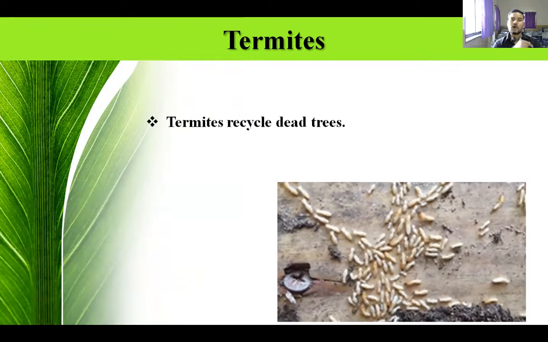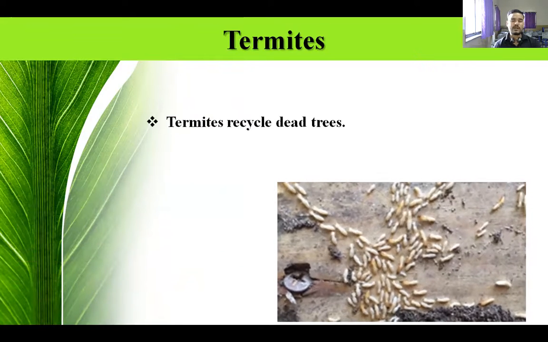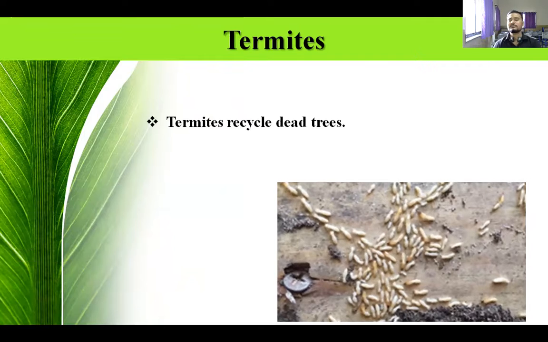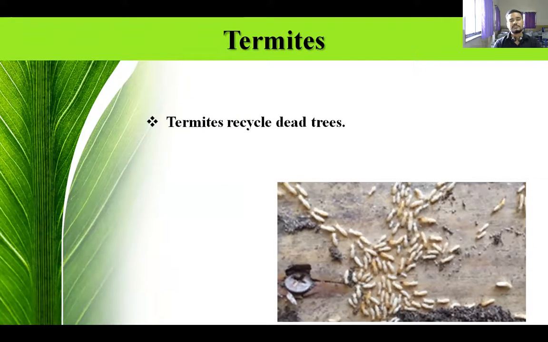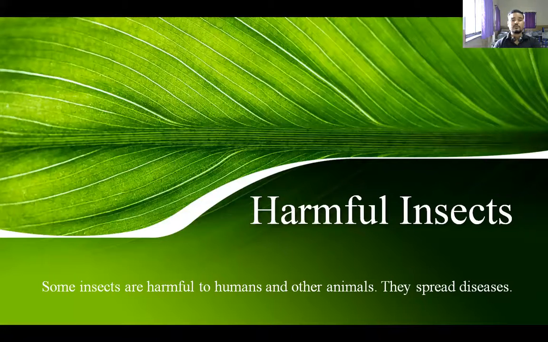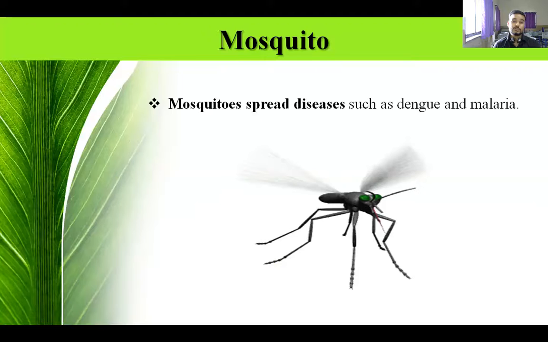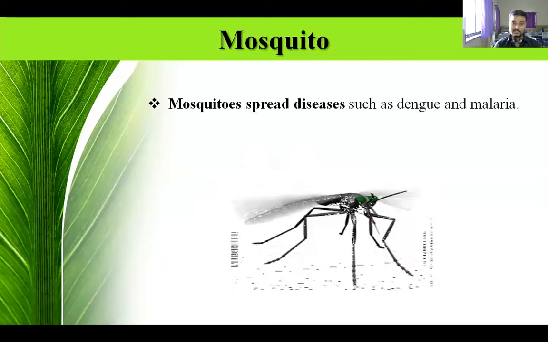But all these useful insects are not that much useful. Termites, bees, these are somewhat harmful also. So we are going to see some harmful insects, because some insects are there that spread diseases like cholera and malaria. These kinds of diseases are also spread because of these insects. So the first one is the mosquito.